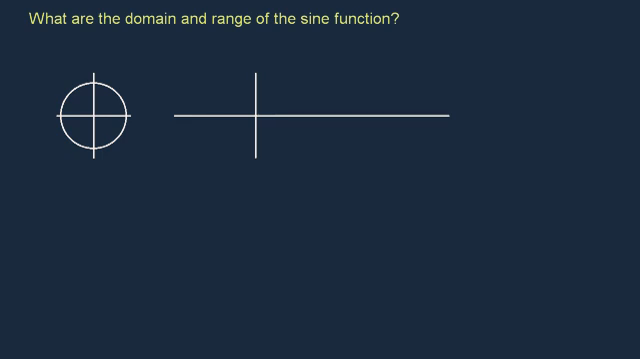So I have a unit circle on the left-hand side, and I'm going to use that to figure out the values of sine of theta for a given theta. In the unit circle, this is x, and this is y. For a given theta, we can see where the terminal side of the angle intersects the unit circle, and then the y coordinate of that point is going to be sine of theta.